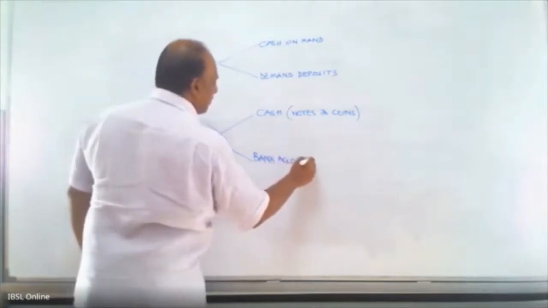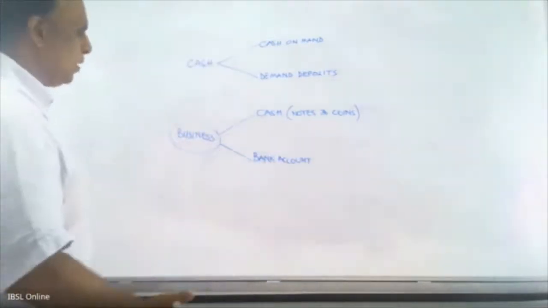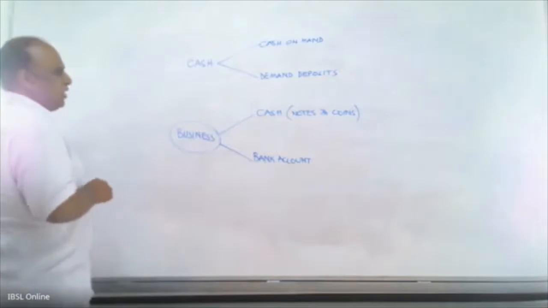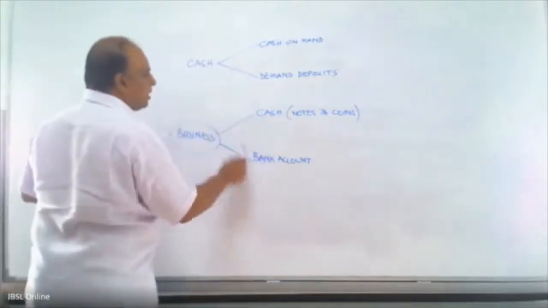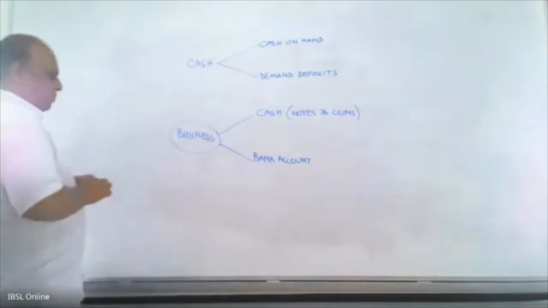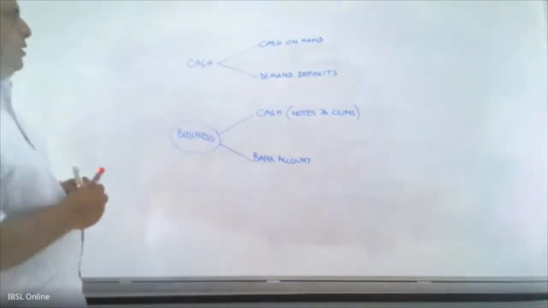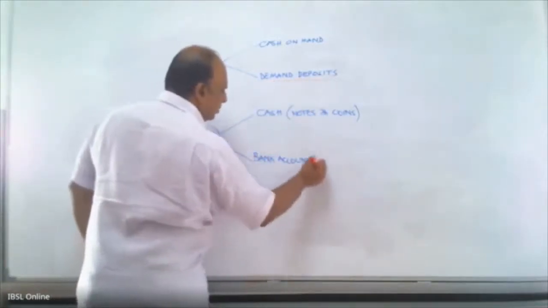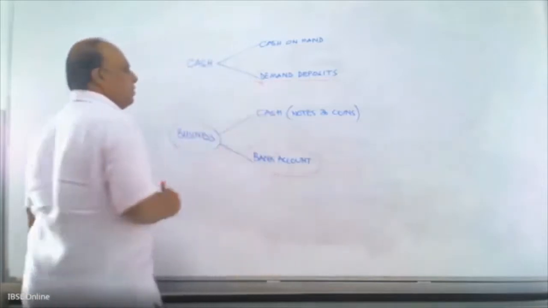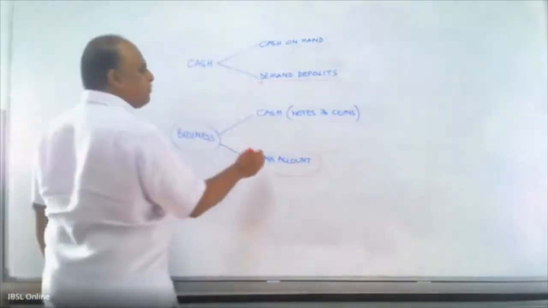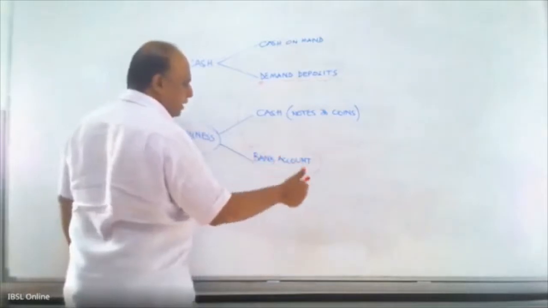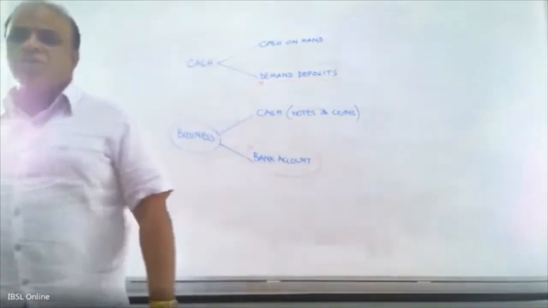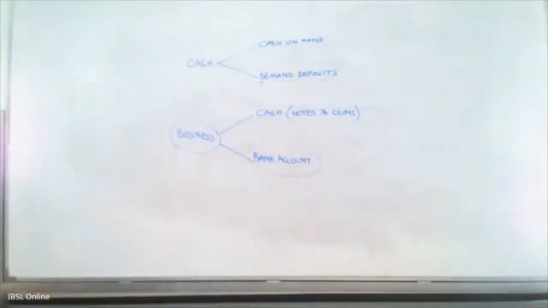You can have a current account, you can have a savings account. So for the purpose of statement of cash flows, we call both these as cash. So what do you mean by demand deposits here is the bank accounts. We don't take the fixed deposits here. It is the current accounts or maybe the savings accounts.